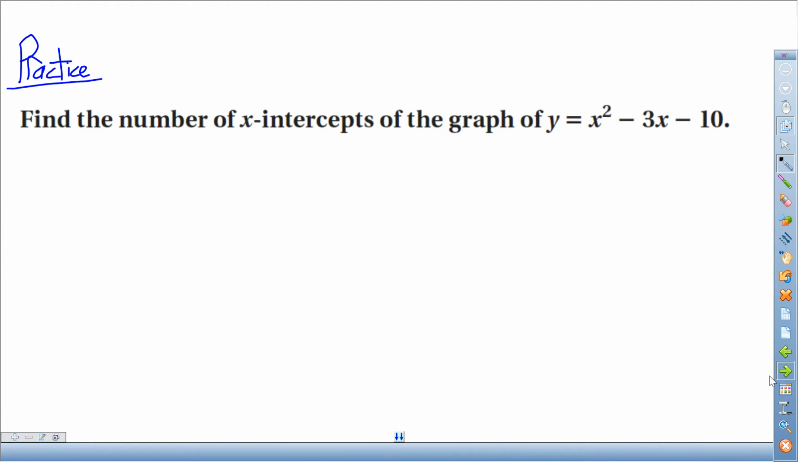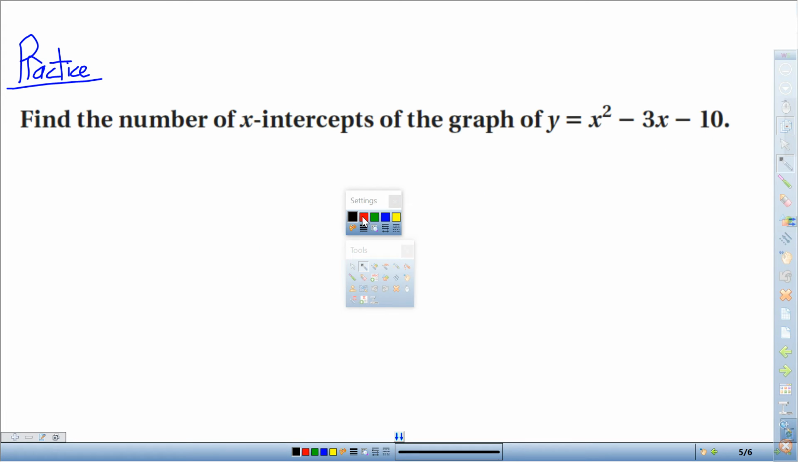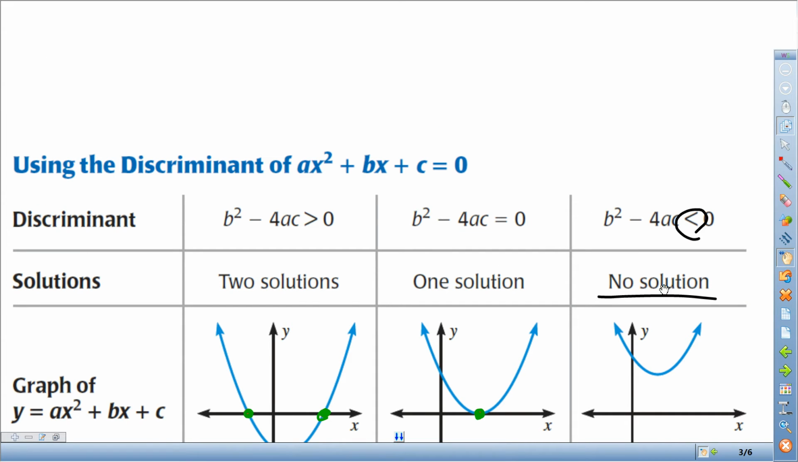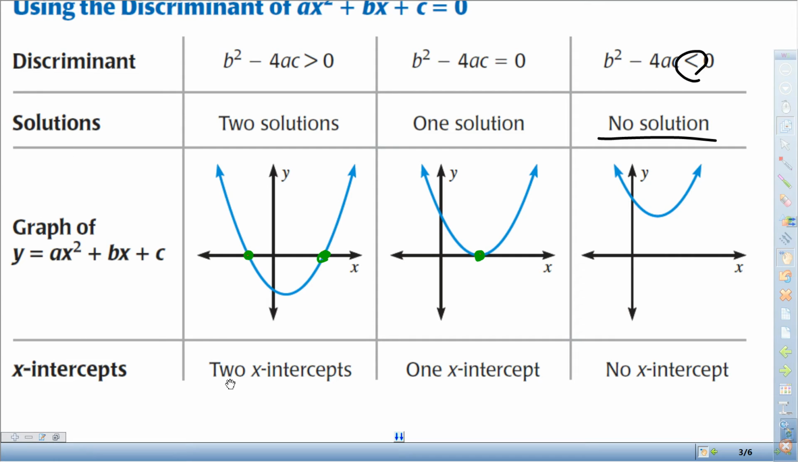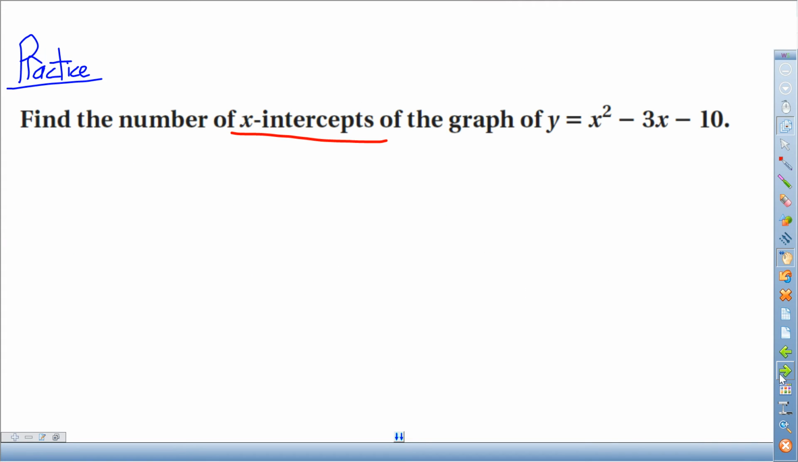All right, I'm going to have you guys try one of these on your own. This is asking you to find the number of x-intercepts of the graph of y equals x squared minus 3x minus 10. Just to give you some context, when they say the number of x-intercepts, that's just another way of saying how many solutions we have. If we have 2 x-intercepts, we have 2 solutions. 1 x-intercept, 1 solution. No x-intercepts, no solution. It's just another way of phrasing this, but it's the same idea. Go ahead and try this out.